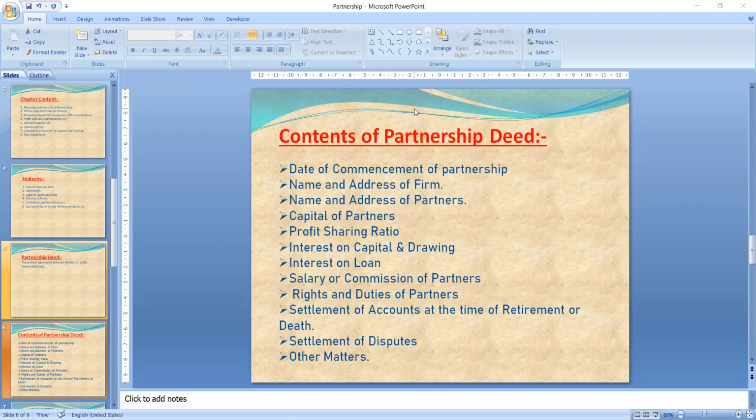And the last one is other matters, means there may be other matters in addition to these items, because based on every situation, the content or matters are written in partnership deed. In some business there should be an addition, in some business there should be some reduction.